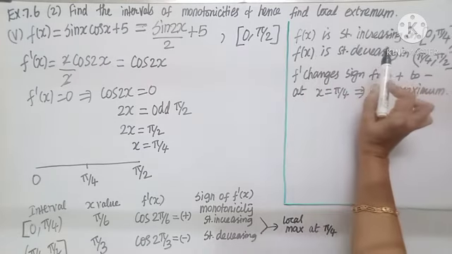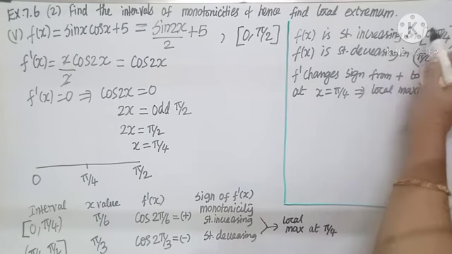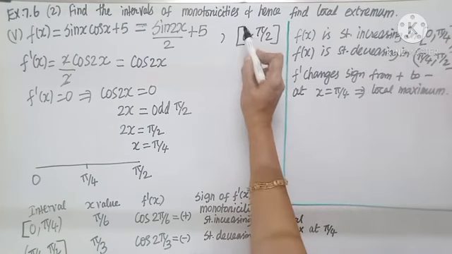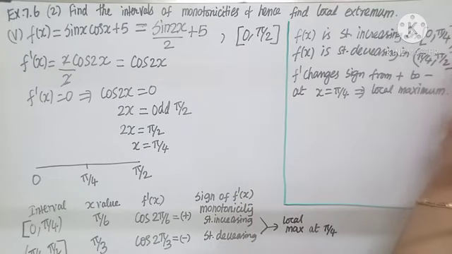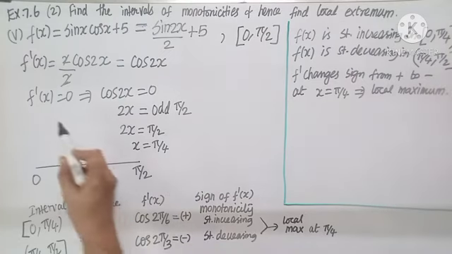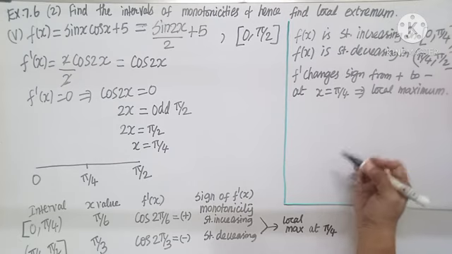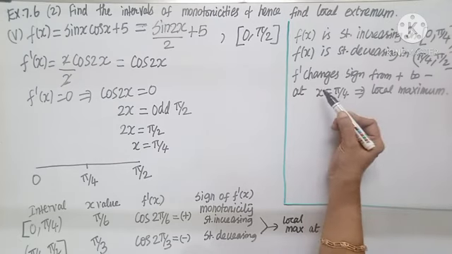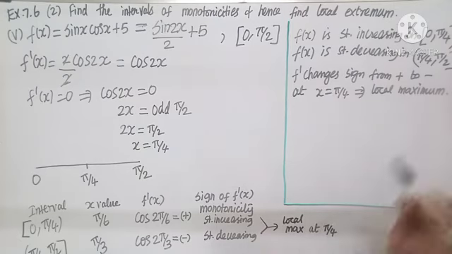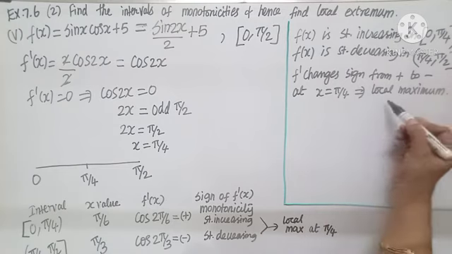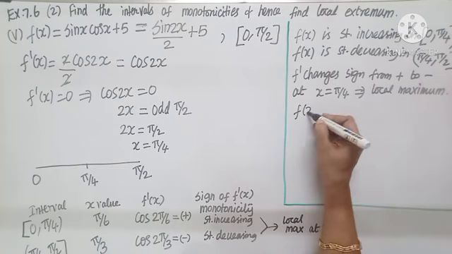F of x strictly increasing in, you can put 0 closed interval as given in the question, pi by 2 closed interval as given in the question. But pi by 4 you shouldn't put closed interval, because at pi by 4 derivative becomes 0. So remember to put open interval at pi by 4. F dash changes sign from plus to minus when x is equal to pi by 4. That implies it is local maximum.